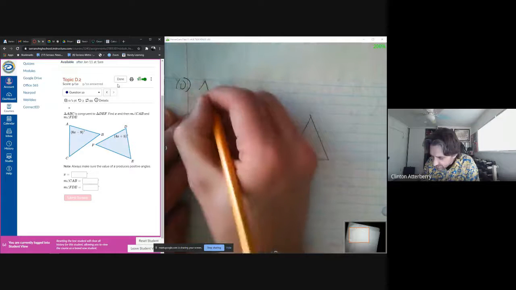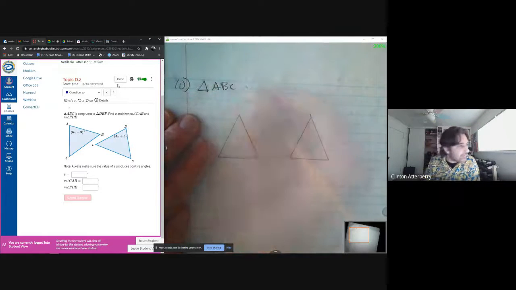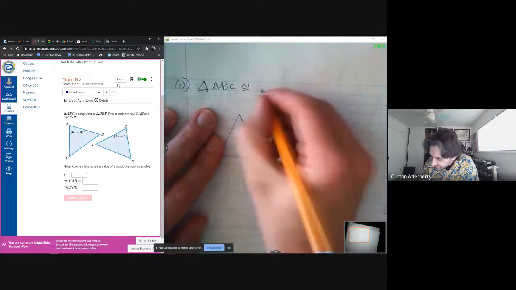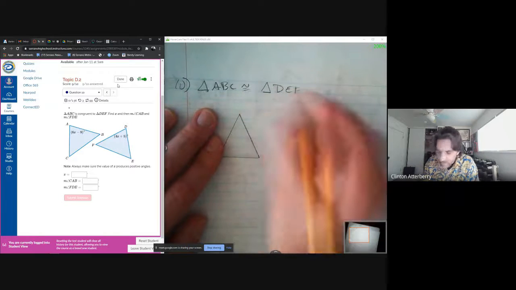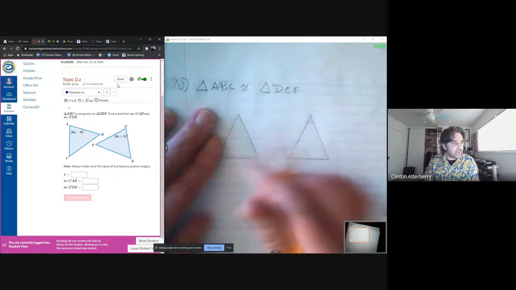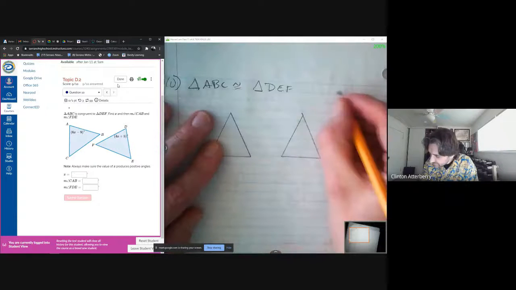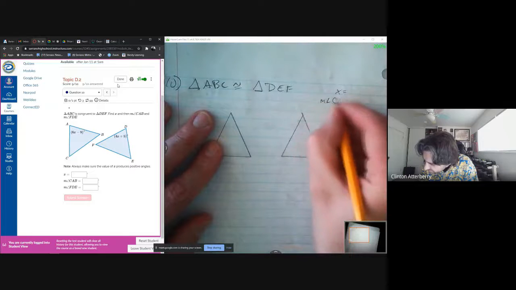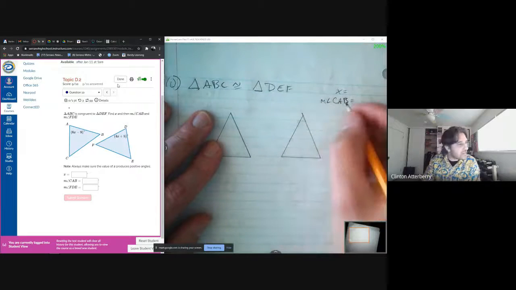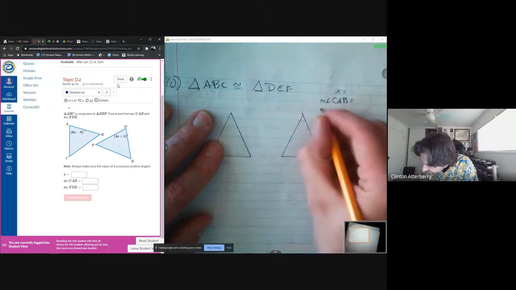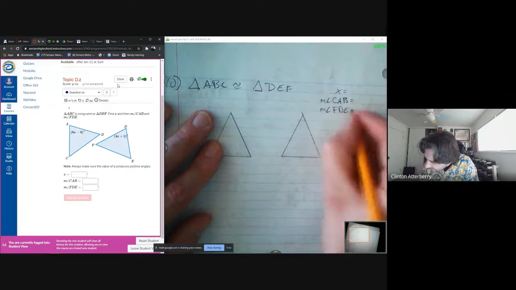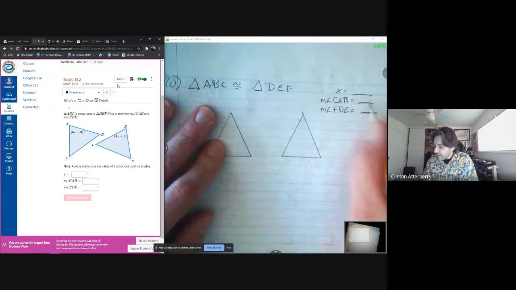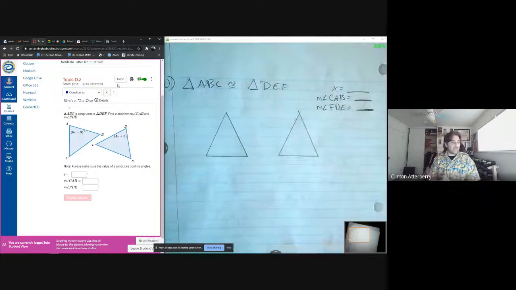So it says triangle ABC is congruent to triangle DEF. Okay. Once again, the order matters how they wrote this. They want us to find X. They want us to find the measure of angle CAB. And they want us to find the measure of angle FDE. So I got to double check this, but for right now, I'm not making any assumptions. I'm just going to draw out what they gave us for information.